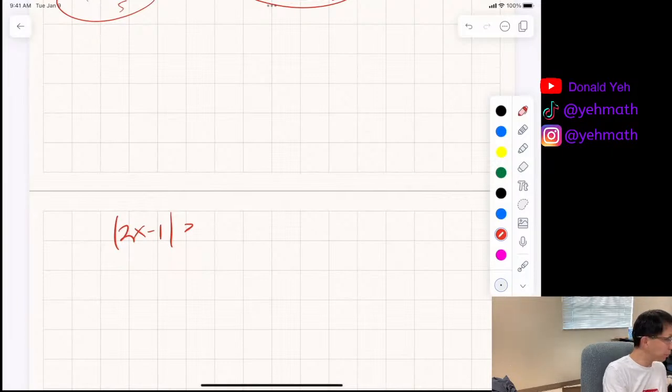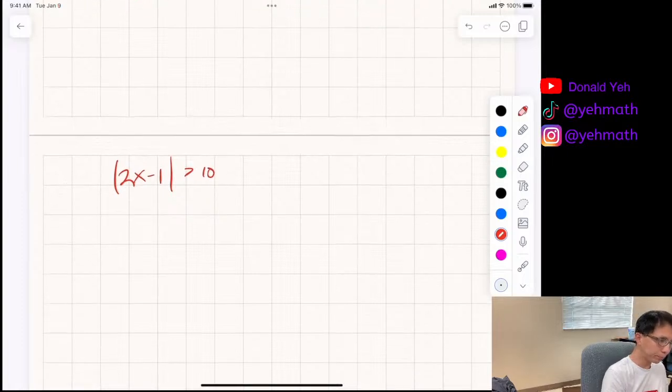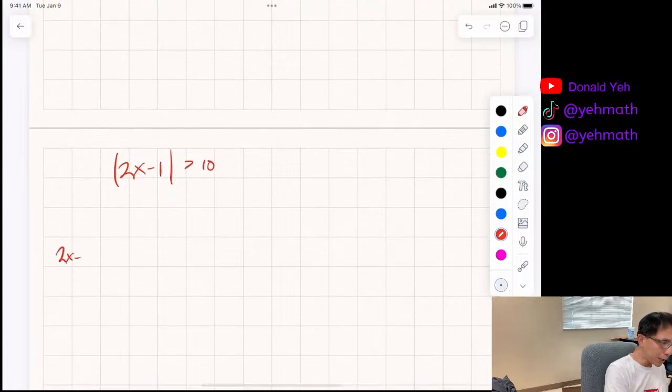Greater than, but this has a couple of tricky situations though. Let's say greater than 10. Now I'm going to teach you how to find the solution of this. This is an interval. So you could have 2x minus 1 greater than 10. It's exactly the same. This side you just keep.